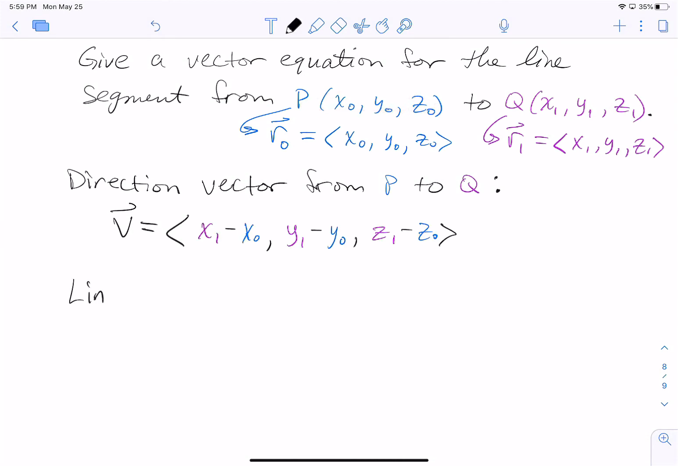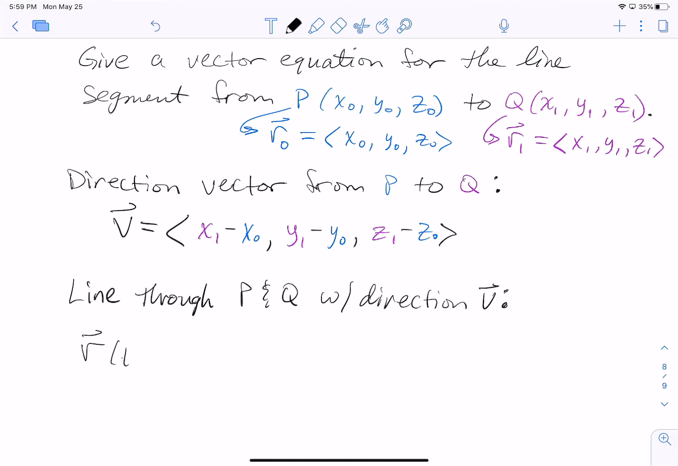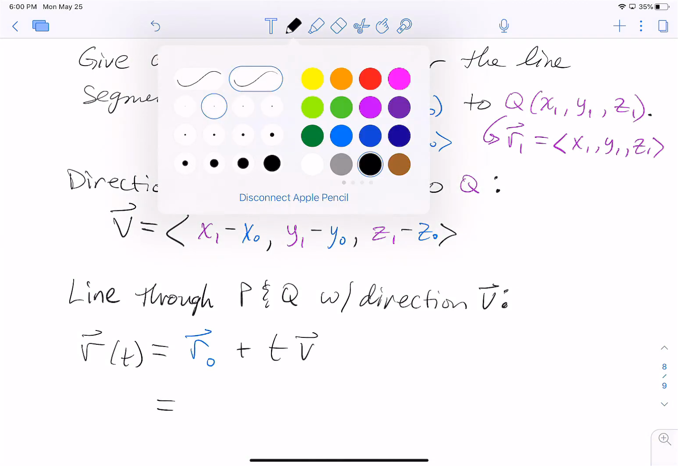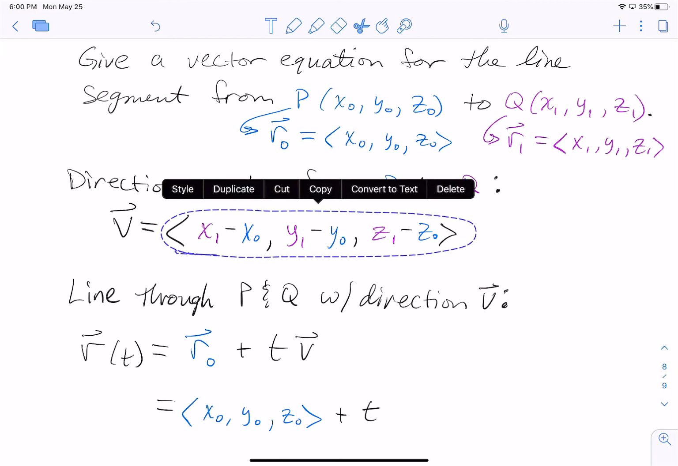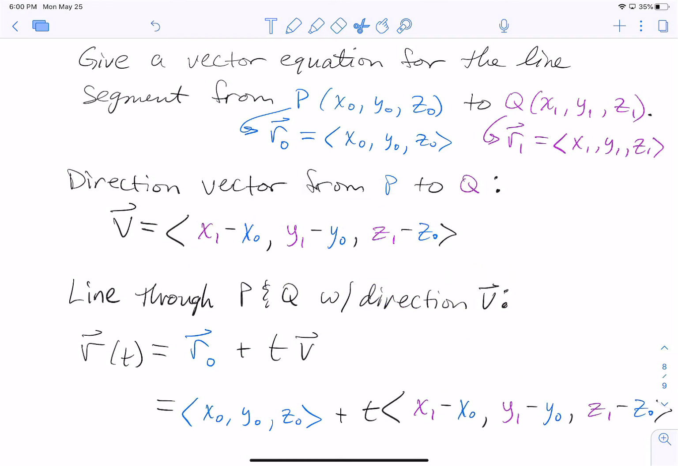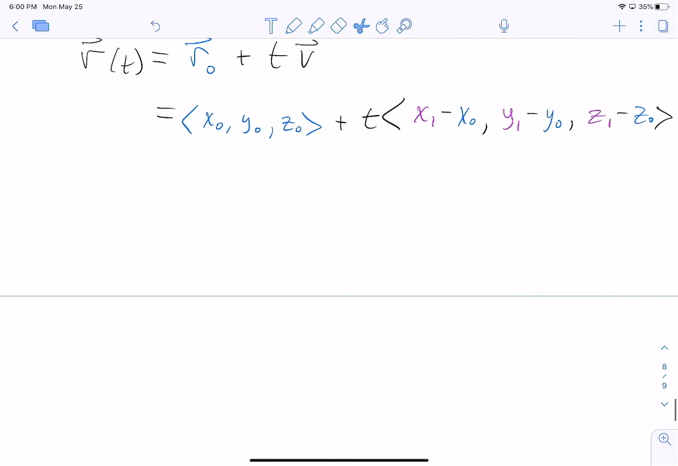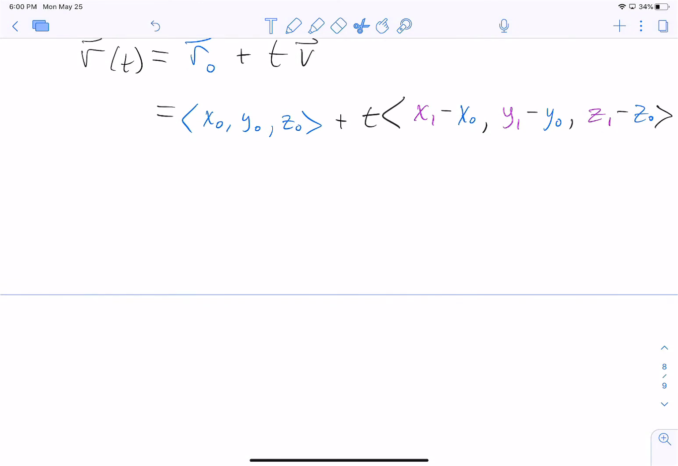Now remember that the equation of the line through P and Q with direction v can be given by r of t is equal to r0 plus tv. For what we have, that means we're looking at the vector x0, y0, z0 plus t times v, which I'm going to copy because it has all those colors. Now if we gather together our colors on the right, we're going to distribute the t throughout the second vector.